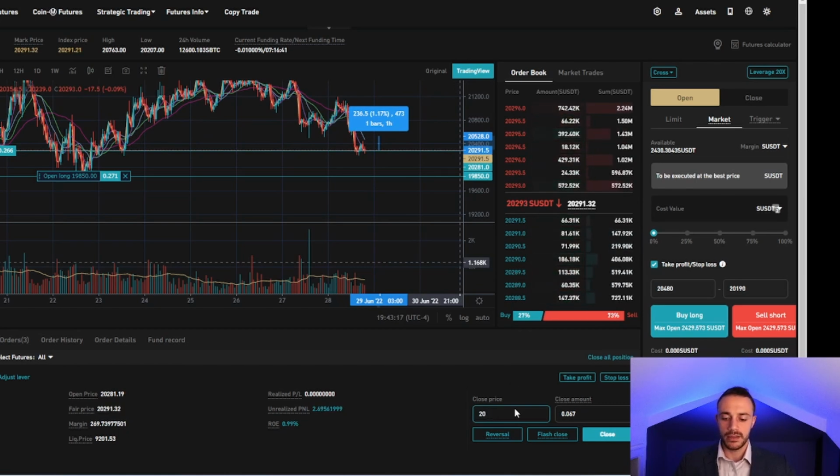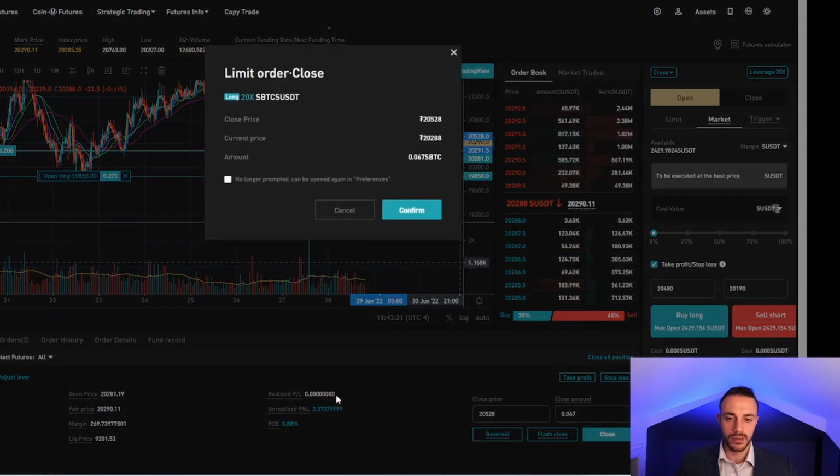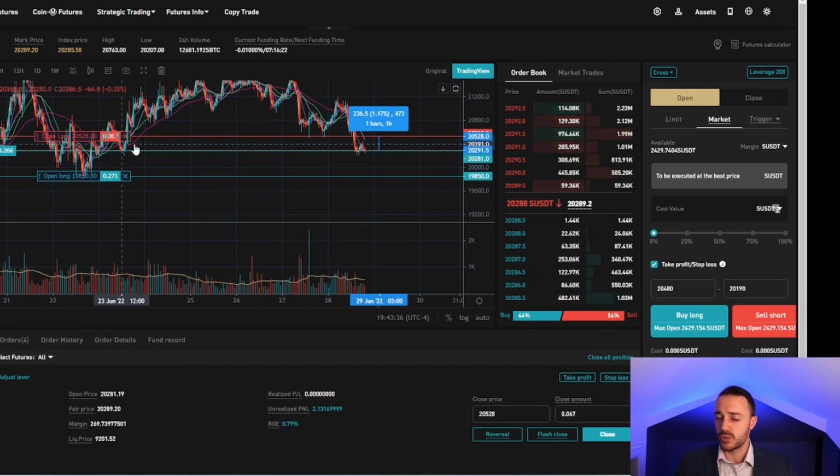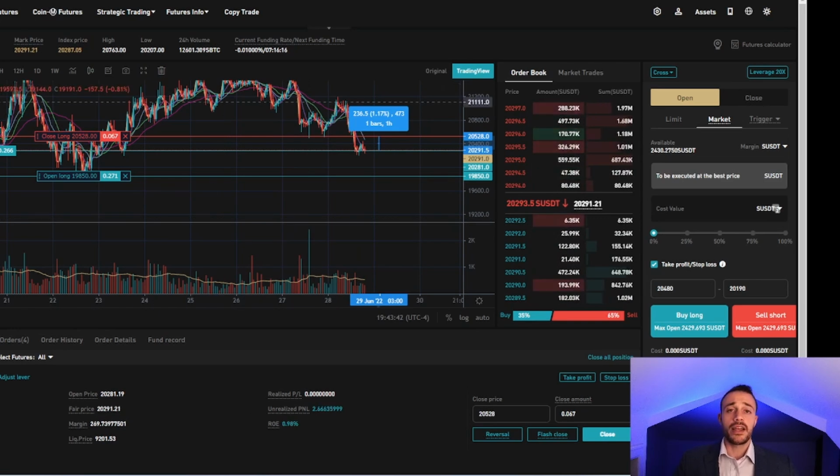So we put 20,528, and we would hit close, and we would confirm that. So we'll only be closing out 25% of the Bitcoin position, which is just 0.067 at $20,528, and it shows you the current price here. You hit confirm. Okay, and now it shows up here on the chart as well, close long. This is your take profit order right here at these resistance levels with this wick. So that's how you go long using both a market order and a limit order.